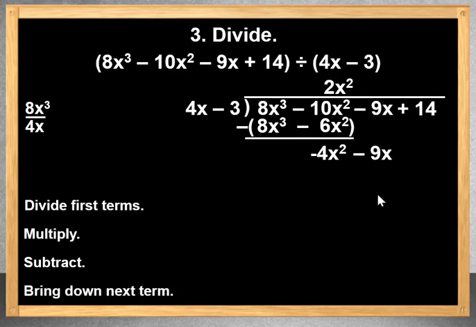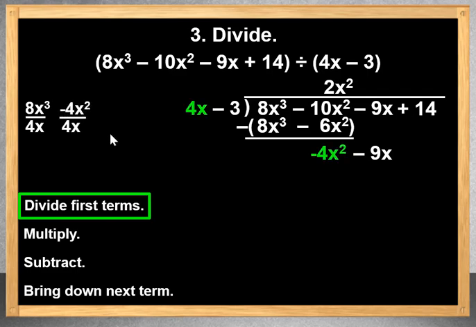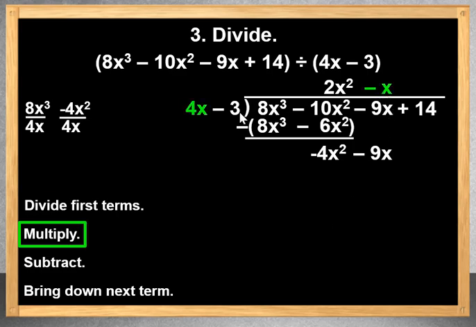Now let's start this all over again. We're going to divide the first terms. The first term is negative 4x squared over 4x. That gives me negative x. The 4's cancel, and one of the x's is removed, and so it's negative x. There it is. And then we'll multiply negative x times 4x, and negative x times negative 3, positive 3x.